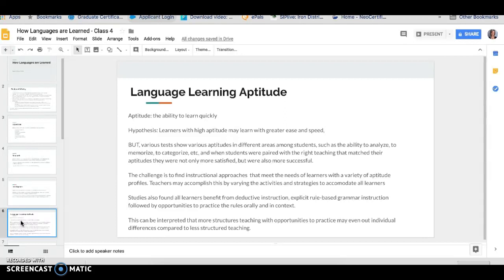So of those 3, and this was quite a large study of over 2,500 students, I believe, it showed that all of those learners, no matter what their aptitude was, benefited from the deductive instruction, which, looking at that, is a very balanced instruction. We've got to have the explicit followed by opportunities to practice and then opportunities to talk. So nothing new there, but just reinforcing what good teaching is. This can be interpreted that more structured teaching with opportunities to practice may even out a teacher that's trying to focus on all the individual differences compared to someone with just less structure in their teaching.